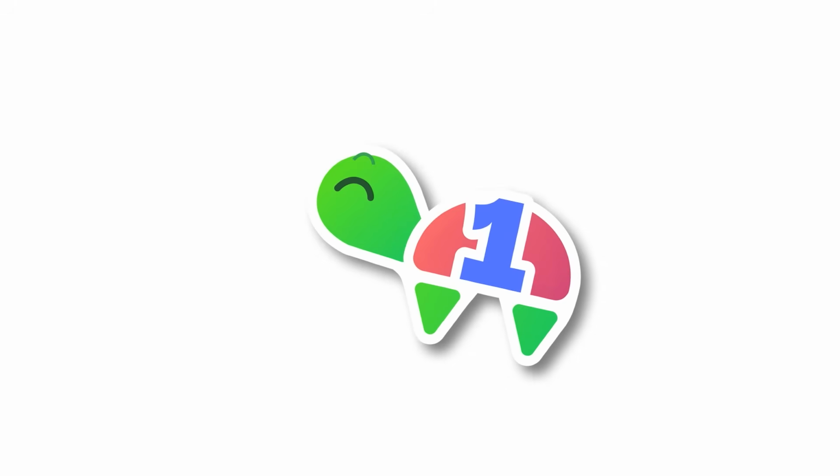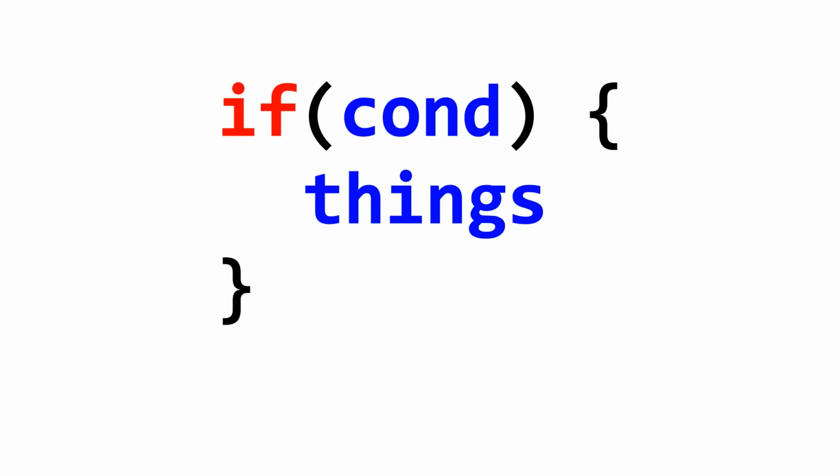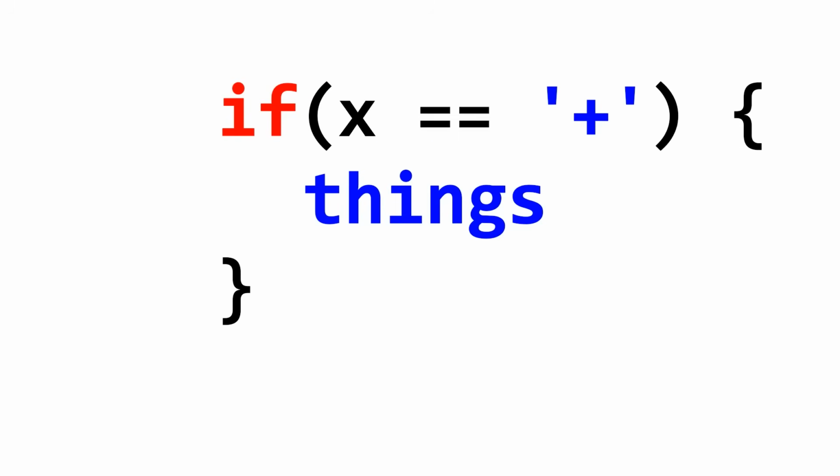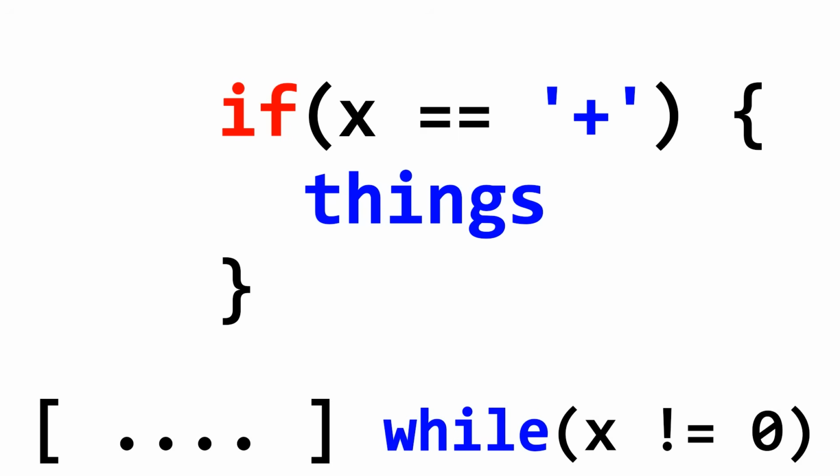Foreshadowing. But yeah, that's how a brainfuck compiler works. Now let's write it in brainfuck. The first major hurdle to this is coming up with some way to do an if statement in brainfuck, such as, for example, checking if the input is a plus. But the only condition we have is if the cell is or is not zero.